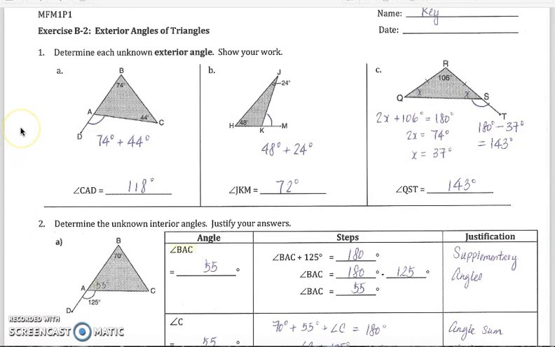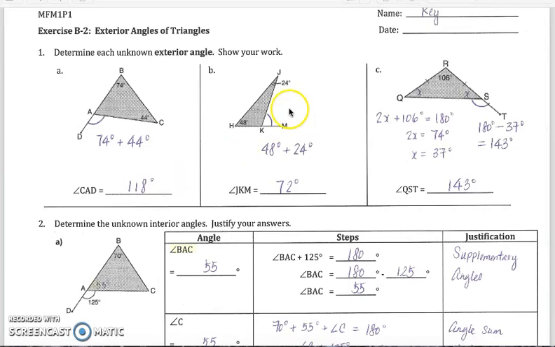We learned in the lesson that the exterior angle and the two opposite interior angles are related by adding the two interior angles together. So 74 degrees plus 44 degrees will give you the size of the exterior angle CAD, which is 118 degrees.